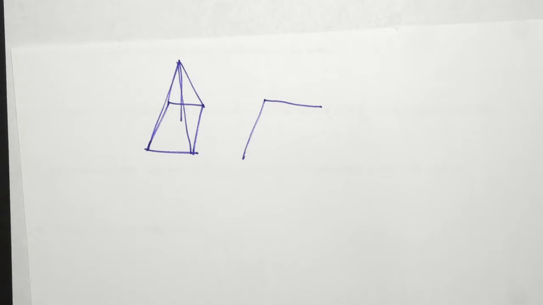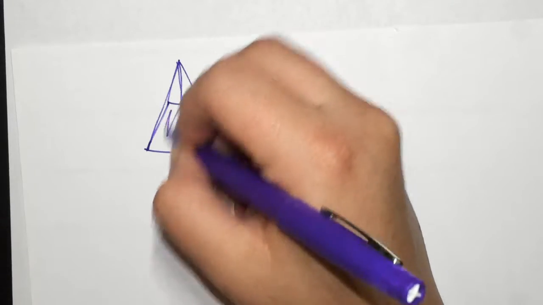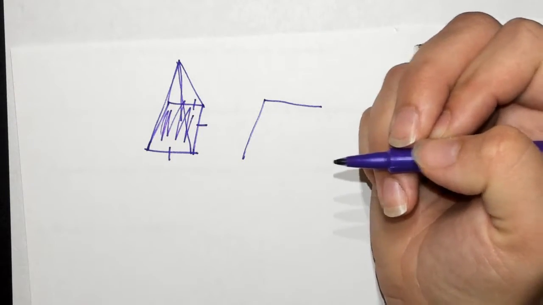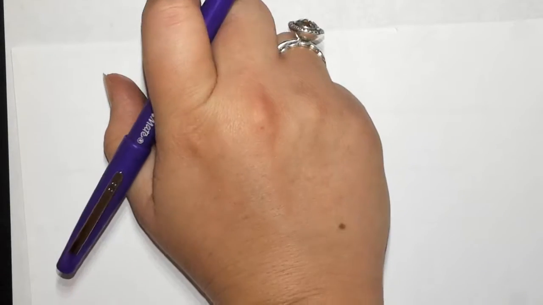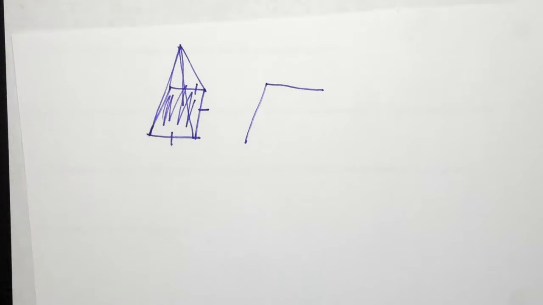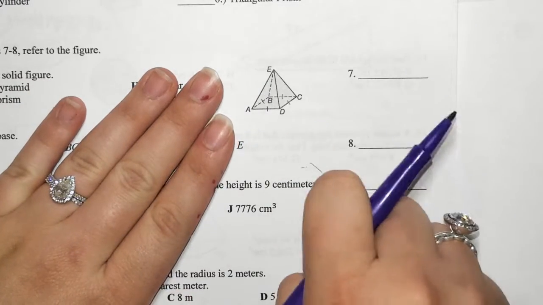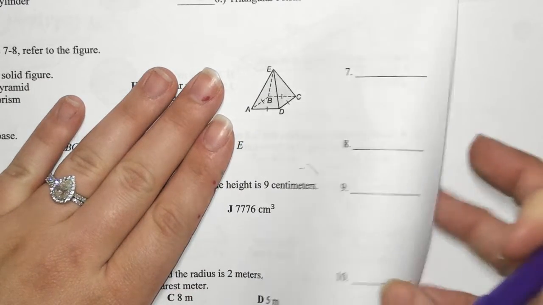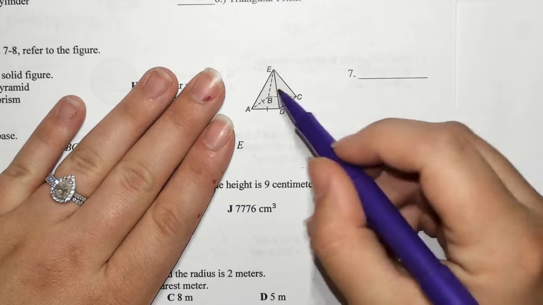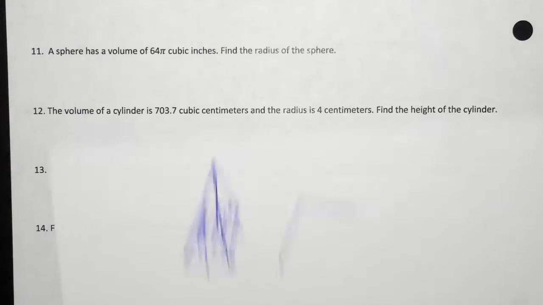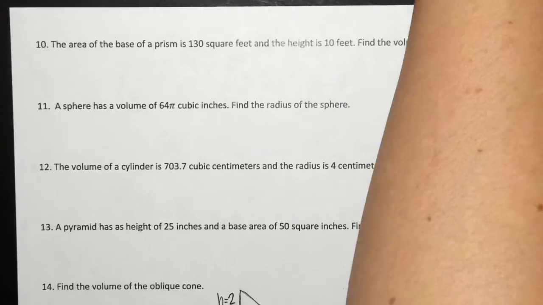You base your pyramids on this bottom piece right here. So if all the sides are the same, then what kind of pyramid is it? A square pyramid. If it's a rectangle, then it's a rectangular pyramid. Okay, based on whatever the bottom is. So, what's this? A square pyramid. You see? All of them are the same. Square pyramid. Okay?